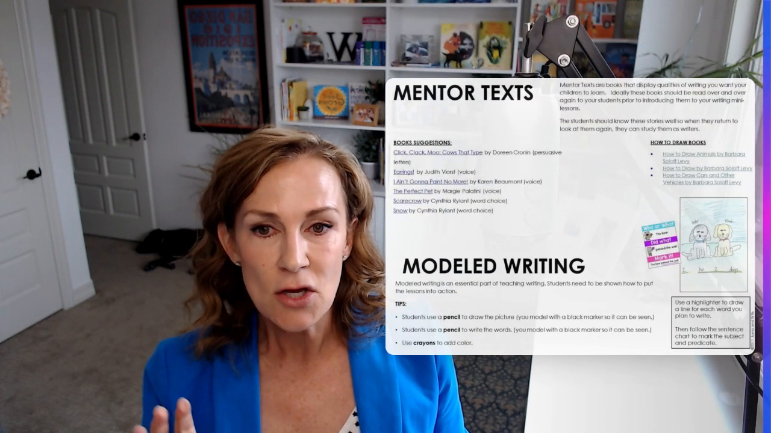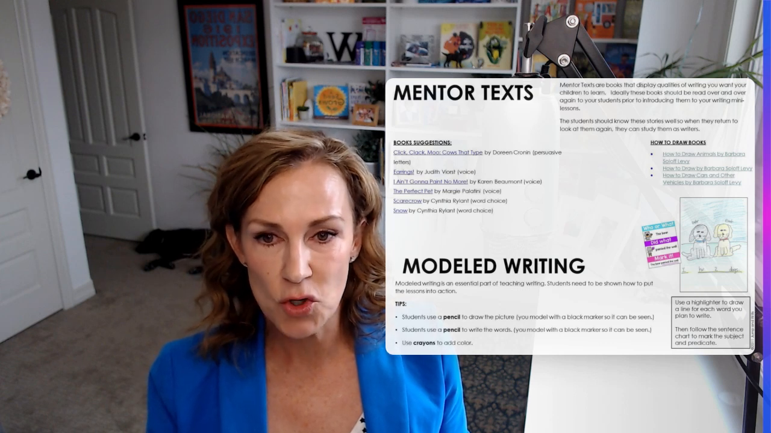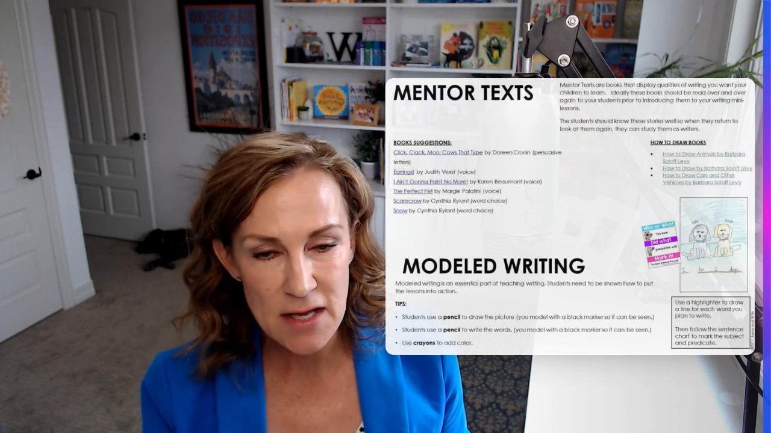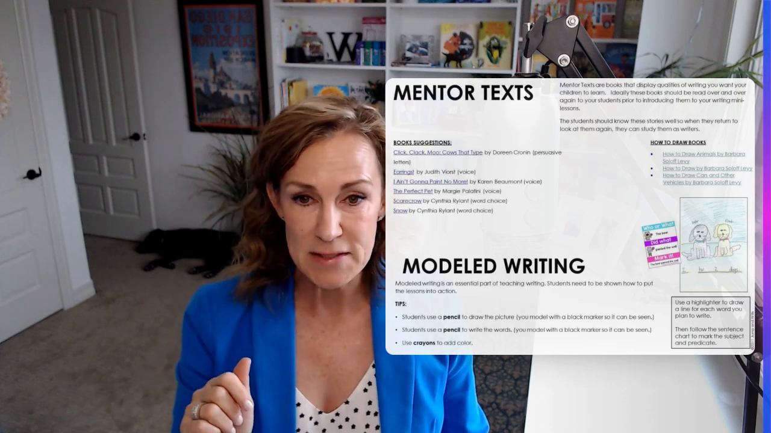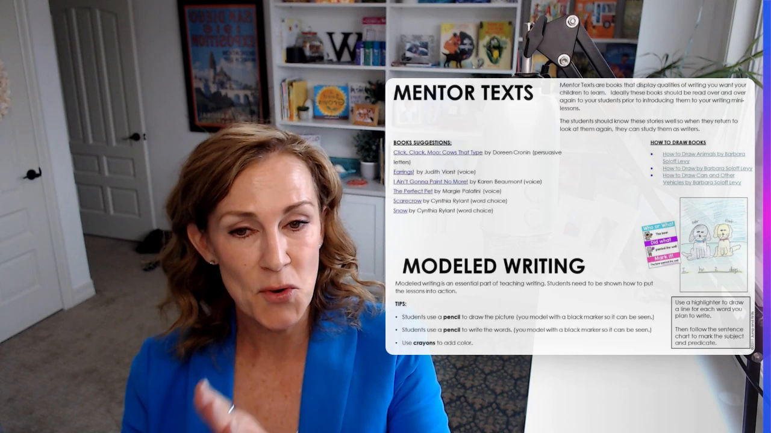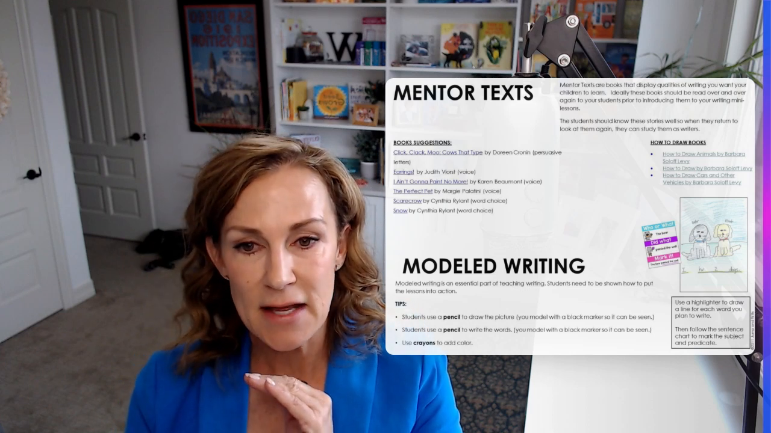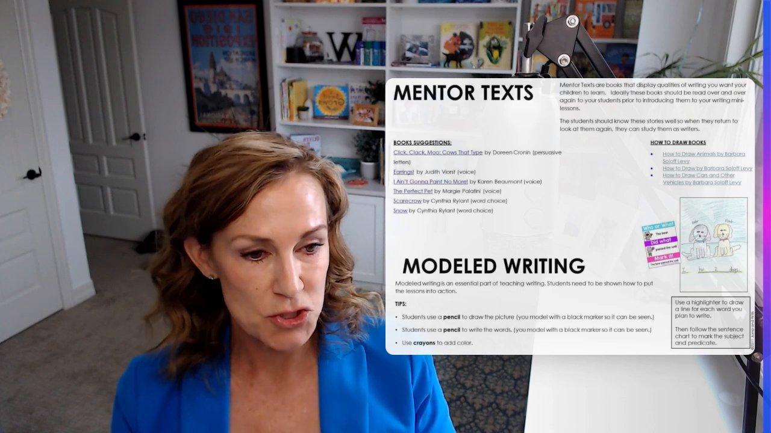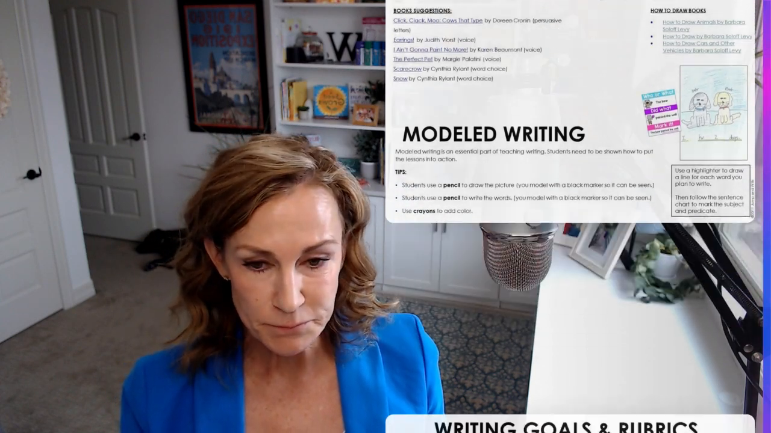Mentor texts. For this, we have a couple of great options for you. Click Clack Moo, Cows That Type, is a great one for persuasive letters. Three books that are great for word choice: Earrings, Ink and Paint No More, and The Perfect Pet. And then Scarecrow and Snow by Cynthia Rylant are great books for word choice. So check those out as well.